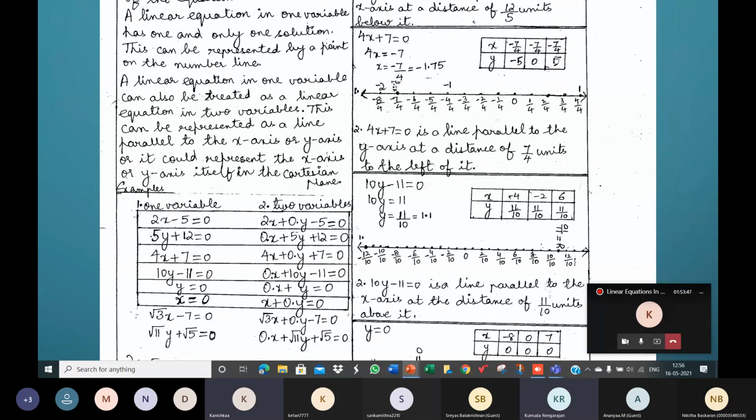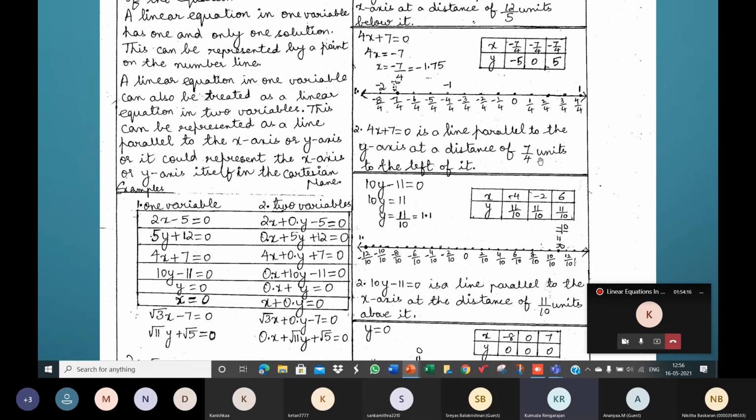Second quadrant. This lies in the second quadrant. So when we join the 3 points by a straight line, we see that the line is parallel to the y-axis at a distance of 7 by 4 units to the left of it, to the left of the y-axis.